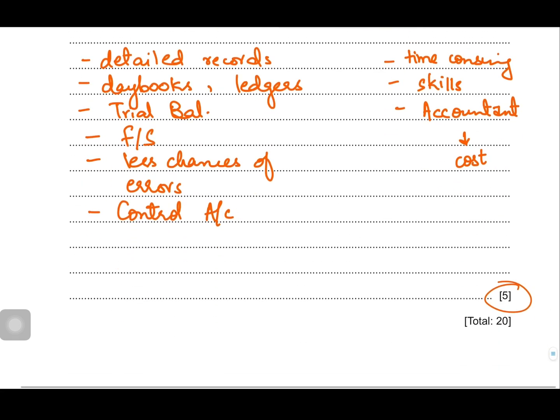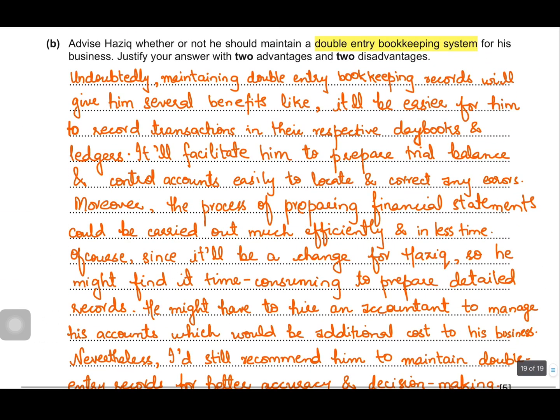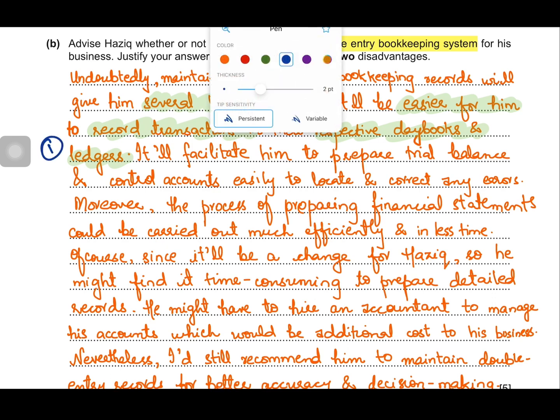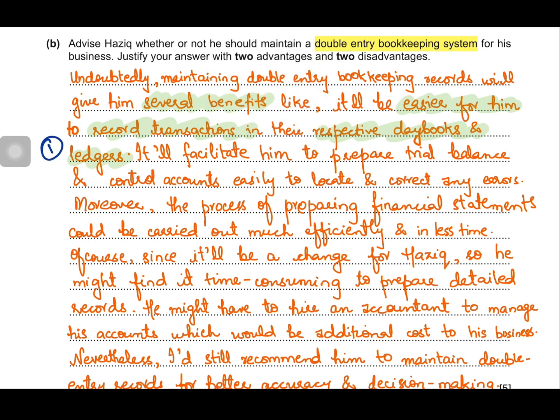Okay, so I have written a sample answer. Let's read that. So, undoubtedly, maintaining double entry bookkeeping records will give him several benefits. So, what could be those? Like, it will be easier for him to record transactions in their respective daybooks and ledgers. So, this is my first benefit, my first point. Then, it will facilitate him to prepare trial balance and control accounts easily to locate and correct any errors. So, this is my another benefit, another point.